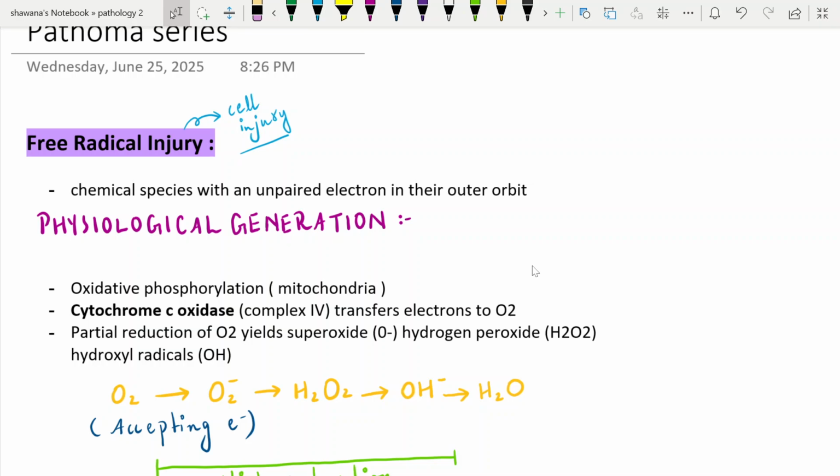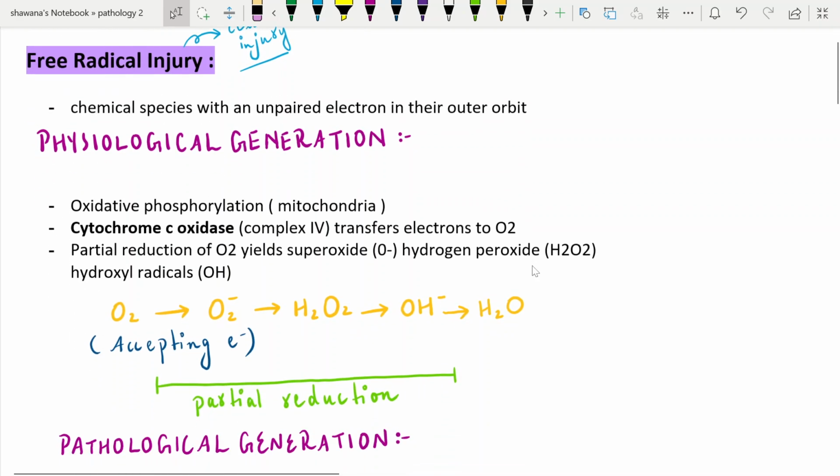It means that they are going to have unstable valencies. Recalling from chemistry, the outer shell must be fully filled with electrons in order to be stable, but free radicals have unpaired electrons in the outer orbit. It means that these are unstable and can cause severe damage inside the cell.